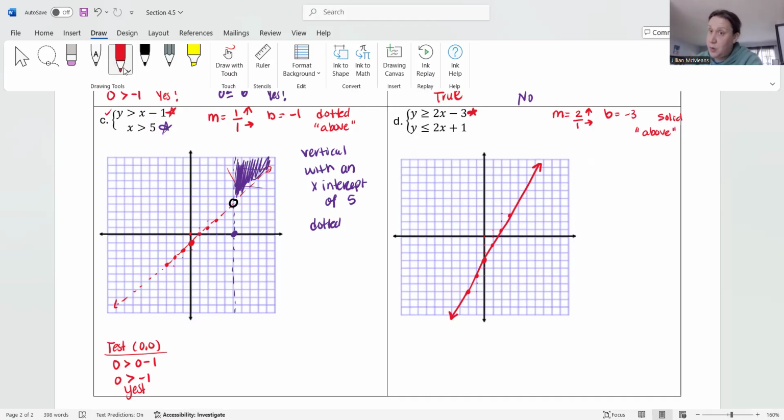And we think we're going to shade above, but we'll test the origin again. Remember, you can always test the origin as long as your line does not go through the origin, and we don't. We have a y-intercept that's not 0, so we're good here. To the original inequality, anywhere we see an x or a y, replace it with 0. So I would get 0 is greater than or equal to 2 times 0 minus 3. Is 0 greater than or equal to negative 3? And the answer to that would be yes. So the origin is part of the shading. So we do shade on top of the line.